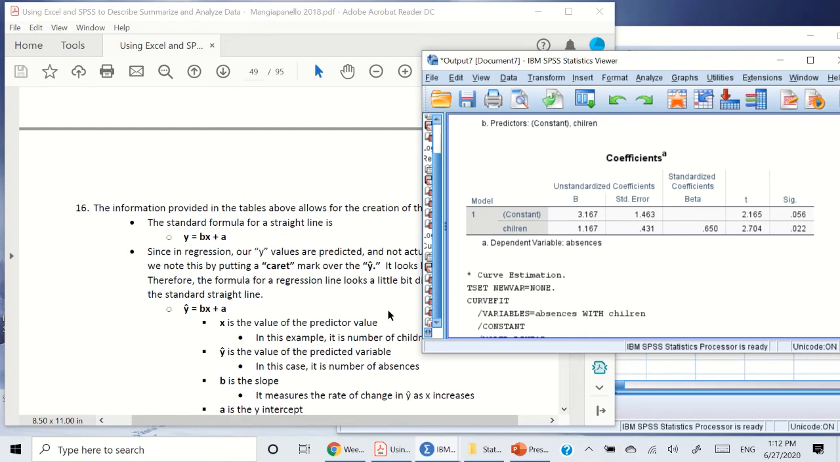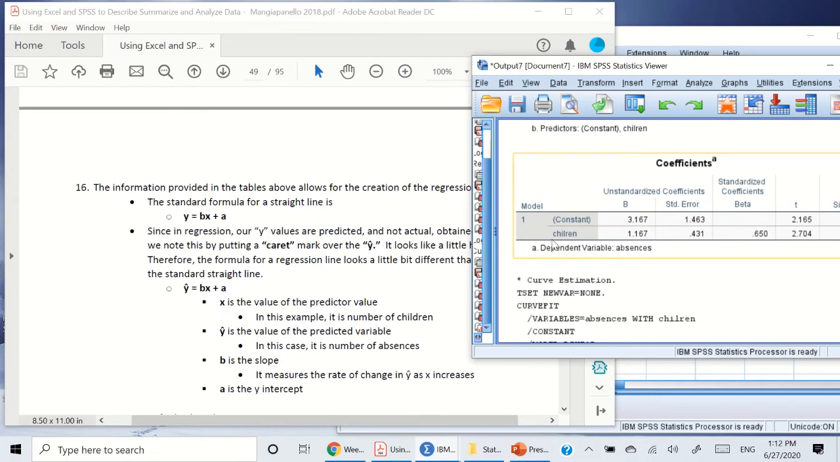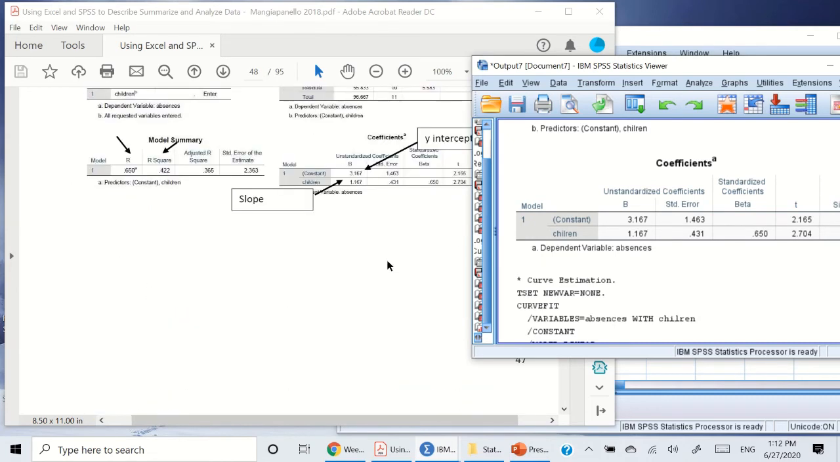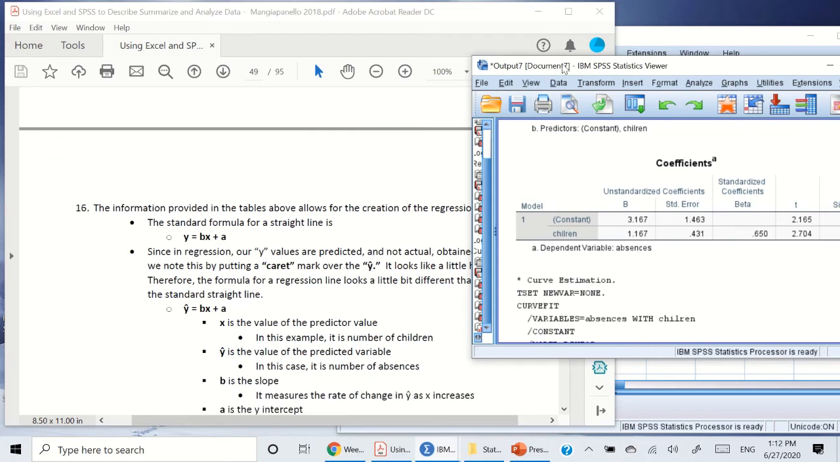This is very simple algebra. If you remember your algebra, it's y equals a plus bx for a straight line, and the y-intercept tells you where this straight line is going to intercept the y-axis. The slope is just how steep it is. There's nothing to it really.